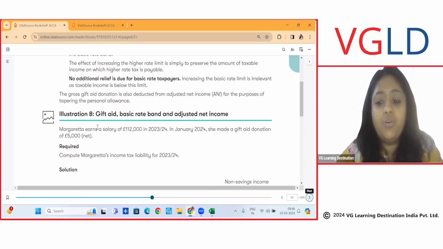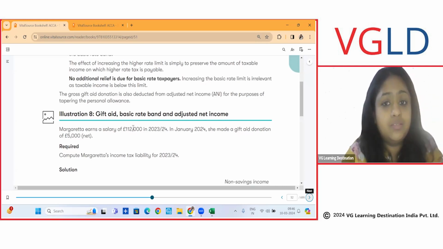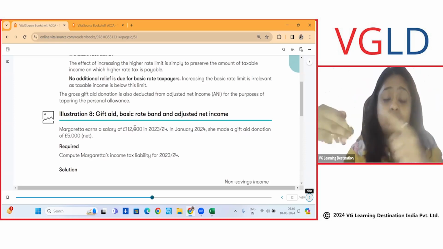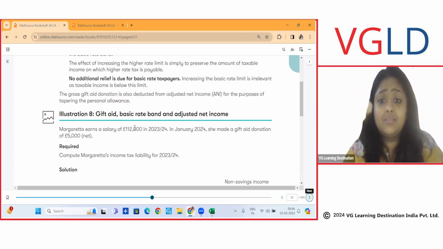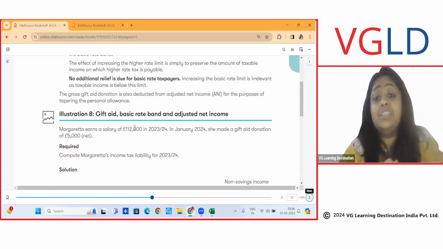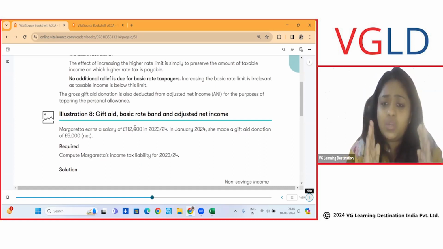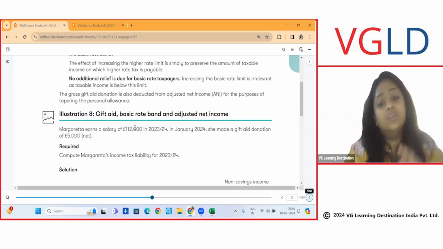In January 24, she made a gifted donation. Focus, you have to apply gifted donations at two places. This is your net income, 112,000. You will have to calculate ANI; for that, you will reduce gifted donations and calculate ANI. Second, you will apply gross gifted donations to extend the rate band. Take 2-3 minutes and do this comfortably.